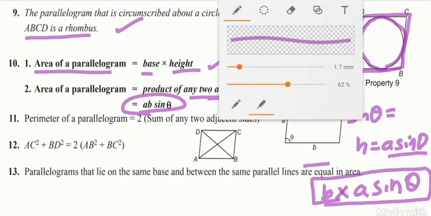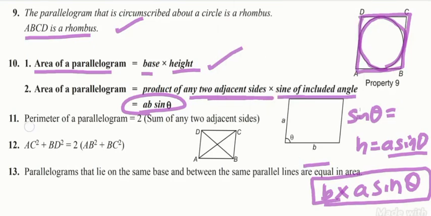Okay. So next one, perimeter. The perimeter of a parallelogram is easy. Both opposite sides are equal, so it is 2 into the sum of any two adjacent sides. This is very easy.